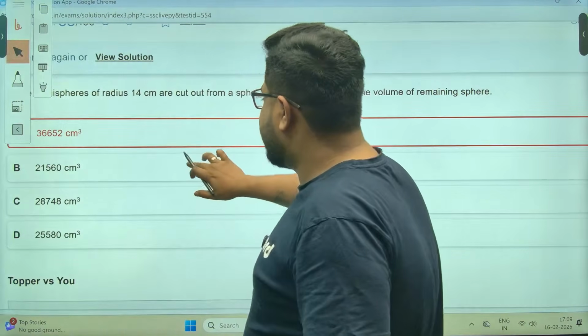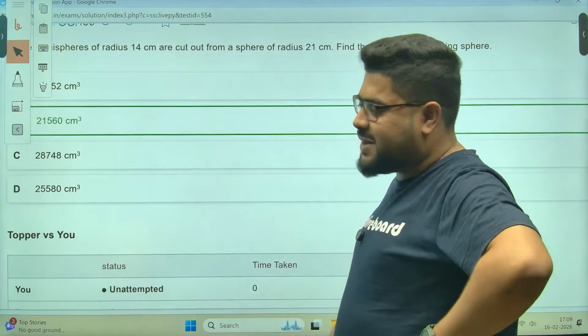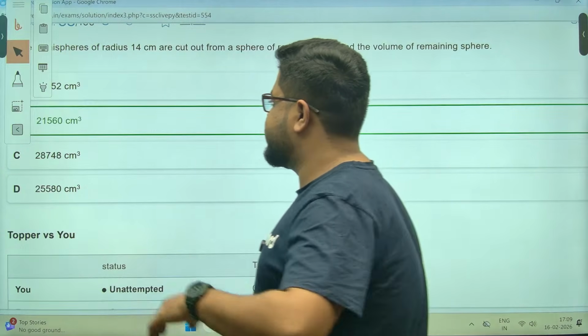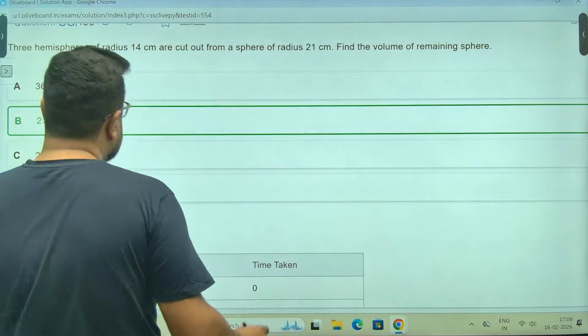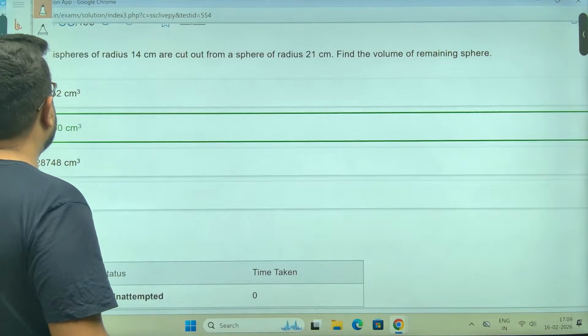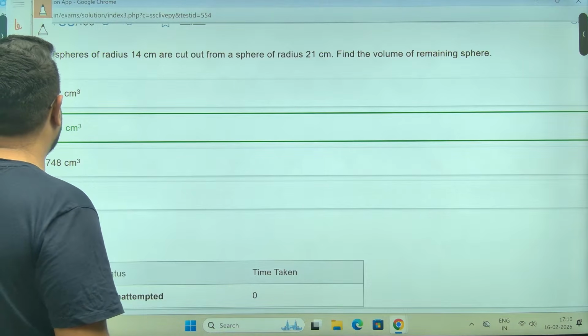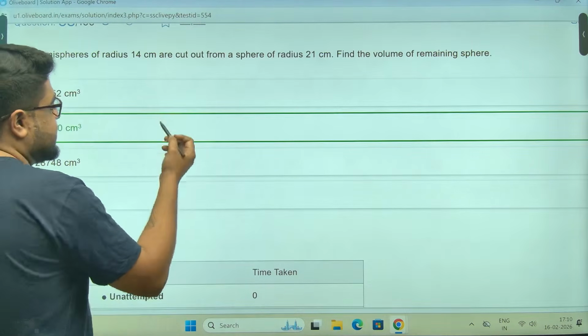Then though we definitely know this has to be the answer, but why not? Some mistake we have done somewhere. Somewhere we have done some mistakes, sir. We have to do the calculation once again.